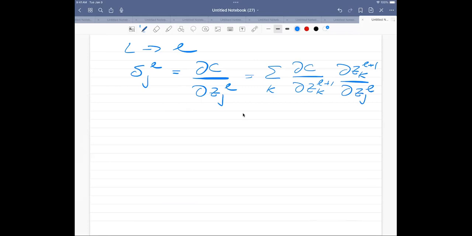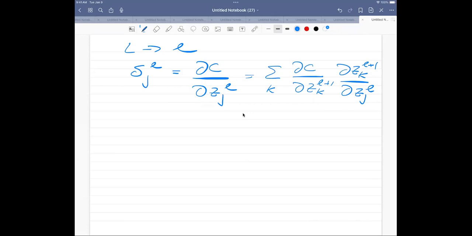I told you that the algorithm is just a repeated application of the chain rule. Now, next week, when we discuss automatic differentiation, you will see that this is exactly the same as reverse mode in automatic differentiation.